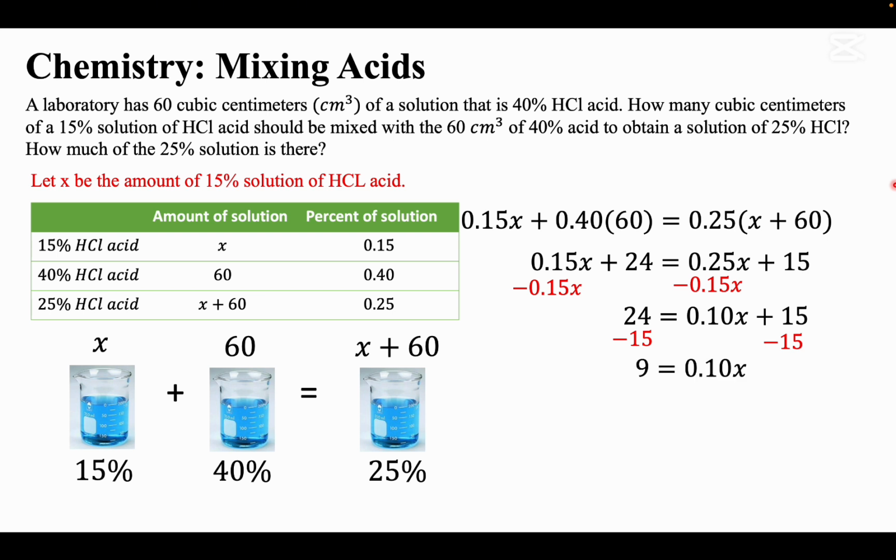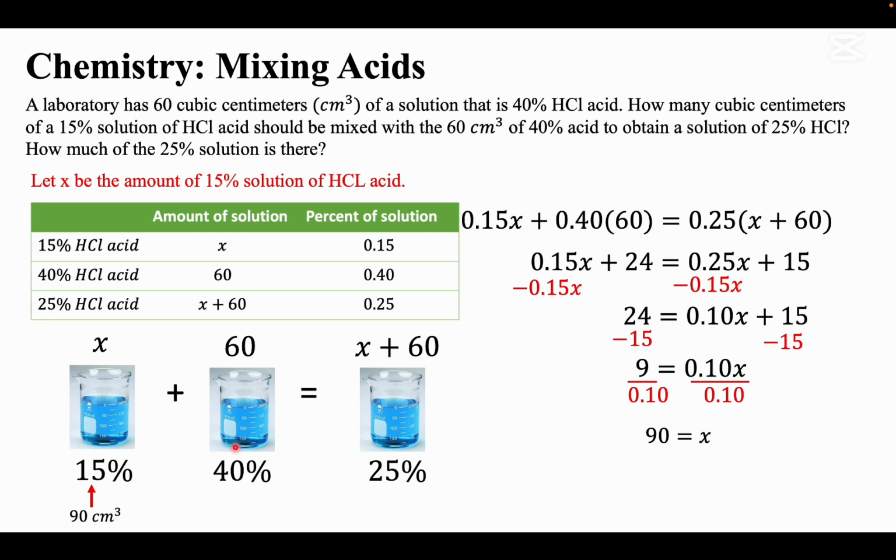And what we get is 9 equals 0.10x. Well, to isolate the variable x, we can divide both sides by 0.10. And that will give you x equals 90. What does that tell me? Well, since x is the amount of that 15% solution that we have, that means we have 90 cubic centimeters of this 15% solution, right?